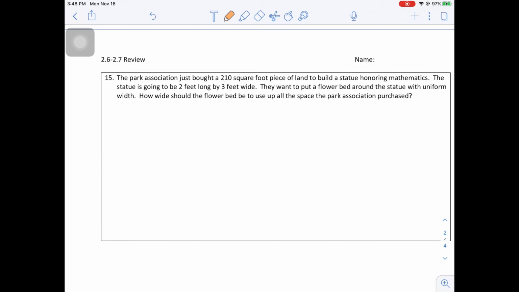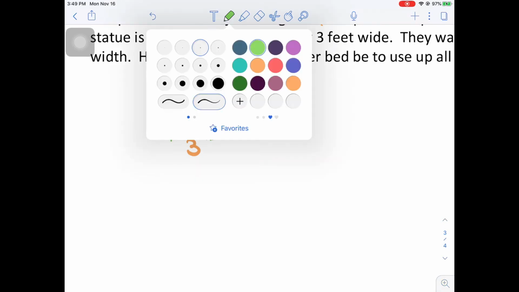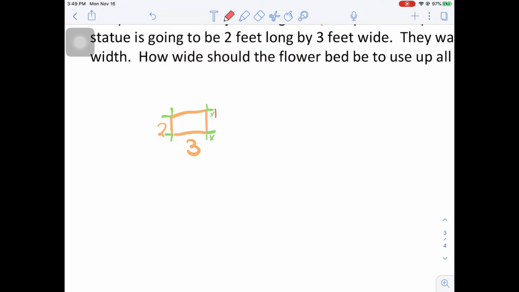It says the Park Association has just bought a 200 square foot piece of land to build a statue honoring mathematics. The statue is going to be 2 feet long by 3 feet wide. So we have this 2 foot long thing, 3 foot wide here. So it's this shape. They want to put a flower bed around the statue with uniform width. How wide should the flower bed be to use up all the space at the park? Uniform width flower bed, so we're going x on each side. All right, so it's going to look something like this. And then we can build that border.